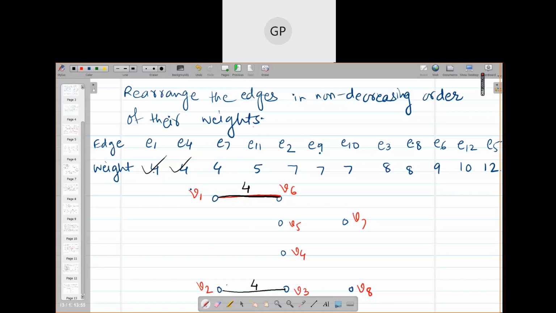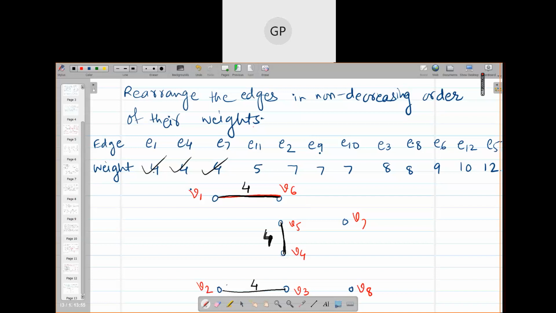E7. Can I include E7? Where is E7? It joins V5 to V4. So this 4 I can again include. So all the 4 entries I have included. E11. Can I include E11?